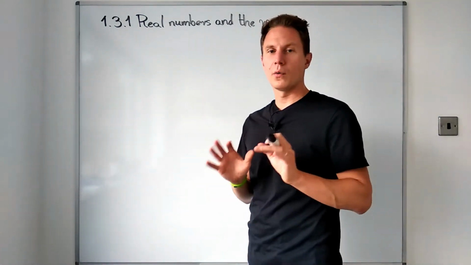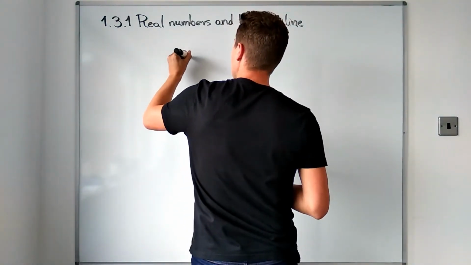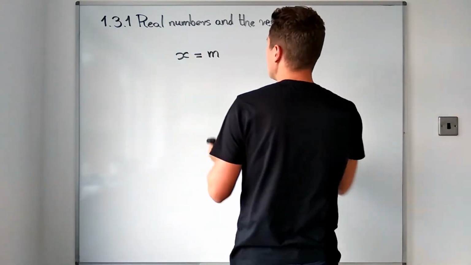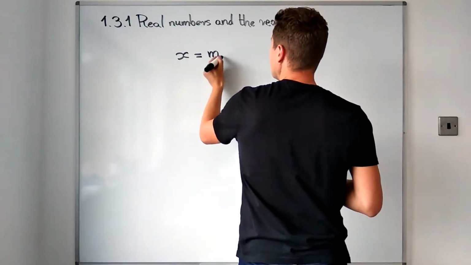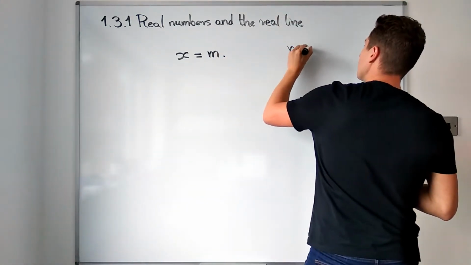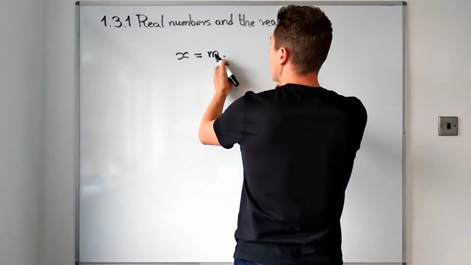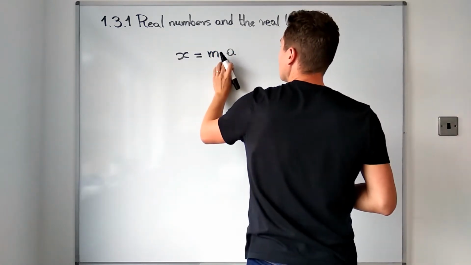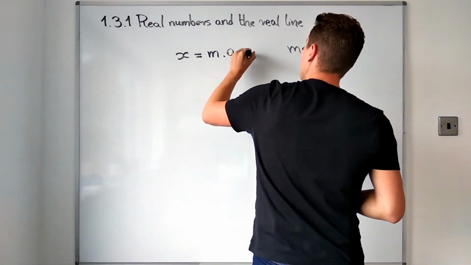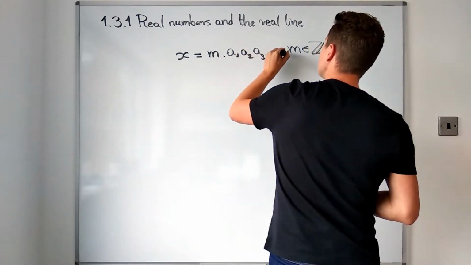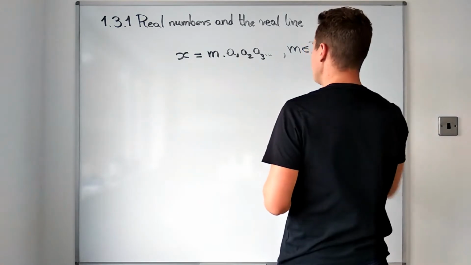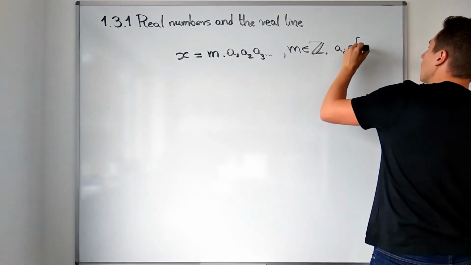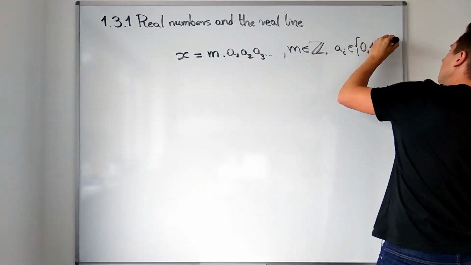for you. All I want you to remember is that every real number x can be expressed in the following way. This is called the decimal expansion. So it has an integer part, m, so that is an integer, followed by its fractional part, which follows the decimal point, and it's made up of the sequence of digits A1, A2, A3, and so on. And these digits, of course, can take integer values from 0 to 9.